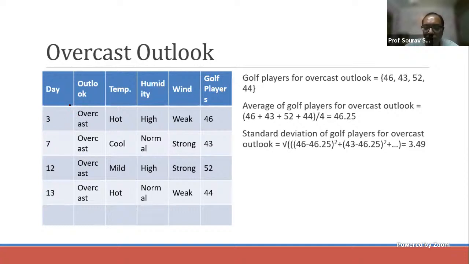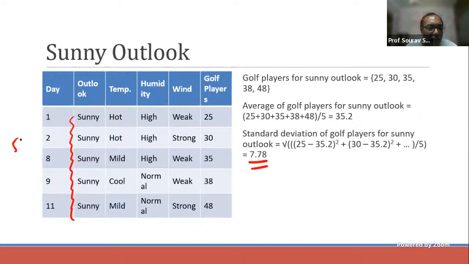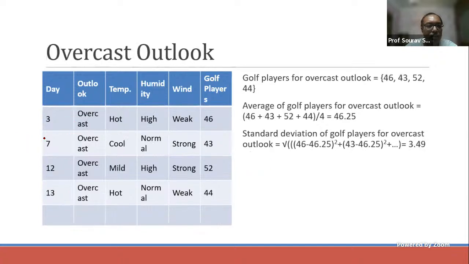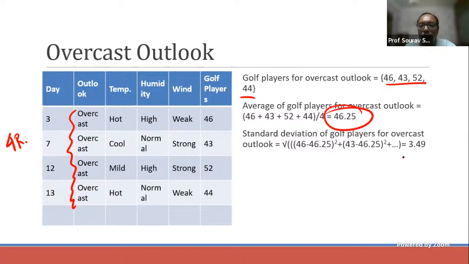Outlook overcast. Sunny had 5 records. Overcast had 4 records. This is the average value, and this is the standard deviation, 3.49 for overcast. See, pretty small value, right? Remember, in the previous one also, the overcast is the one which was giving us a better homogeneity.